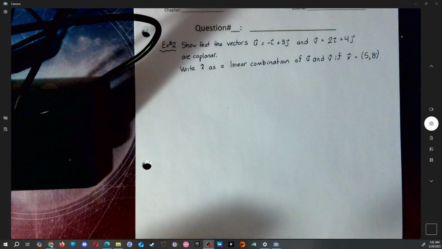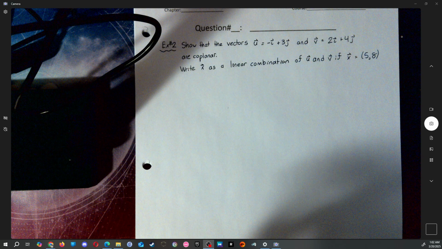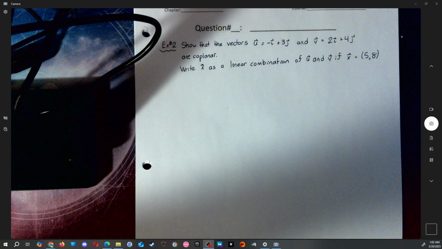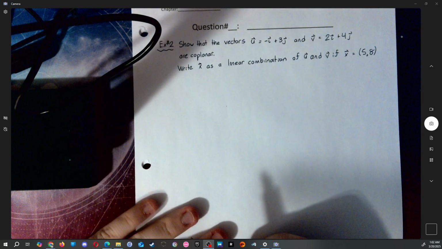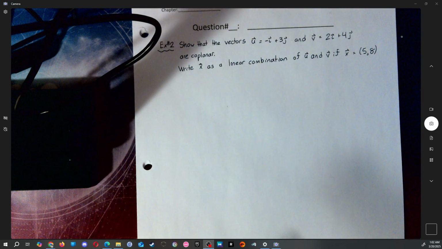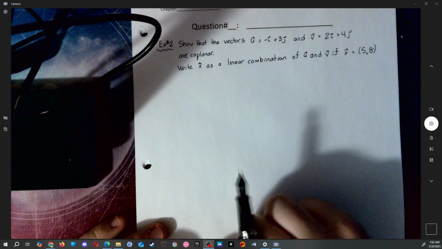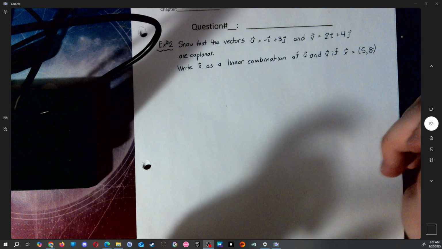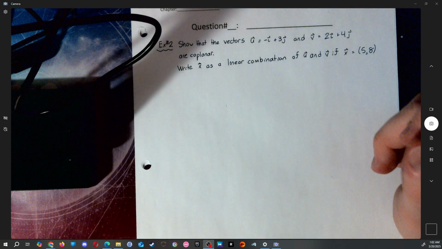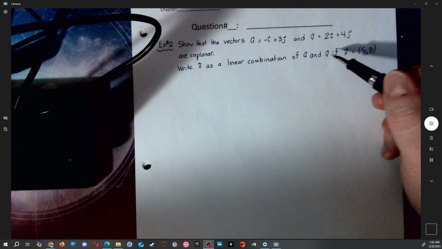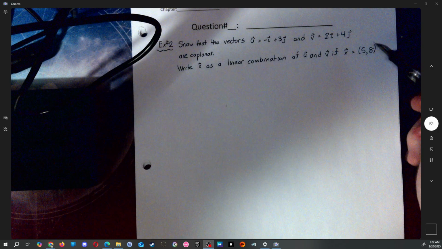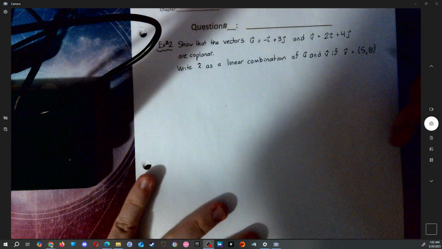All right, so like I said, if you just watched part one of the linear combination of vectors lesson, this is going to be our second example. So just rereading the question, show that the vectors u and v, and we've been given the value of each vectors, are coplanar. That's the first part of our question. And then after that, write x as a linear combination of u and v if the value of x, and we're given that it's 5 comma 8.